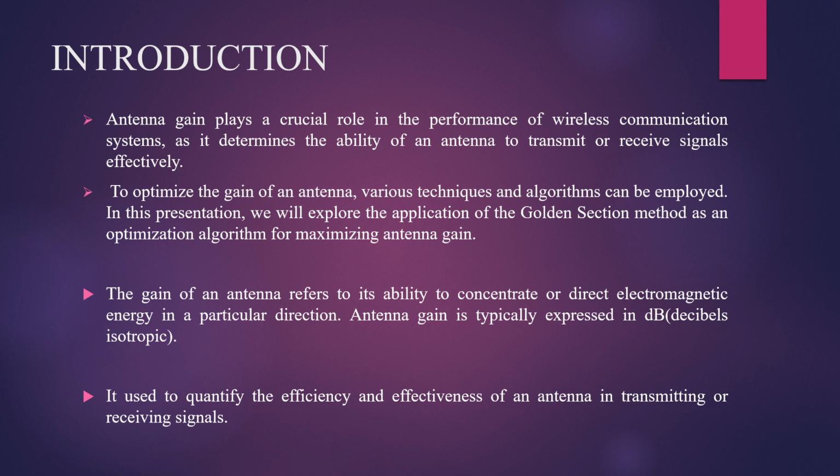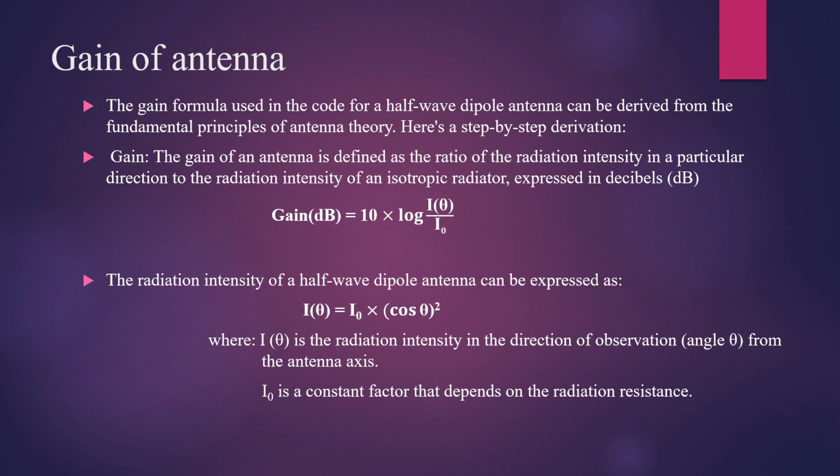The gain of an antenna refers to its ability to concentrate or direct electromagnetic energy in a particular direction. Antenna gain is typically expressed in decibels. It is used to quantify the efficiency and effectiveness of an antenna in transmitting or receiving signals. To optimize the gain of an antenna, we have various techniques and algorithms. In this presentation, I have used the golden section method as an optimizing algorithm for maximizing antenna gain.